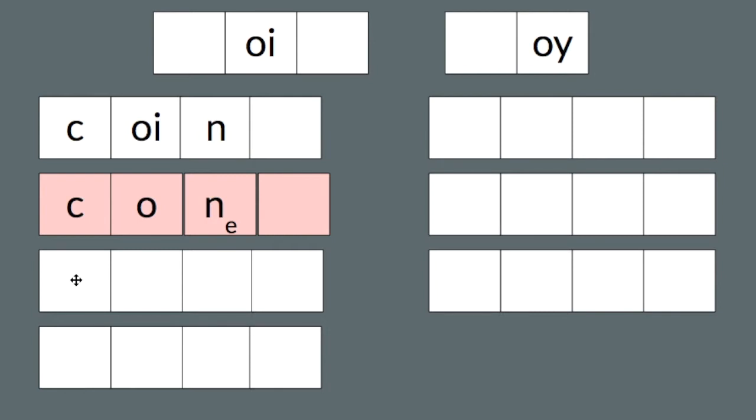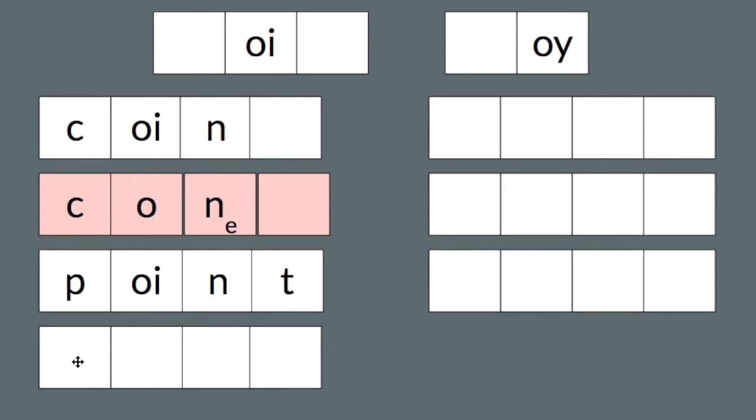P is spelled with a P. Oi in the middle of the word is spelled with an oi. N is spelled with an N. T is spelled with a T.